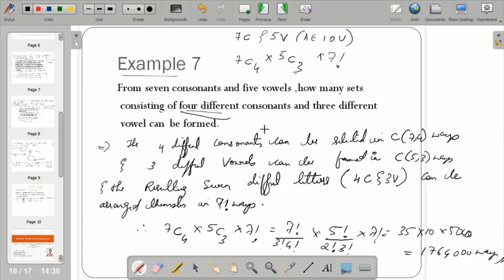Since they have told how many sets consisting of 4 different consonants and 3 different vowels, the concept of permutation came. If they had not used the word different, the permutation wouldn't come in there. This is the only problem which is a bit tricky, because we are involving the concept of permutation. So this is regarding example 7. Thank you.